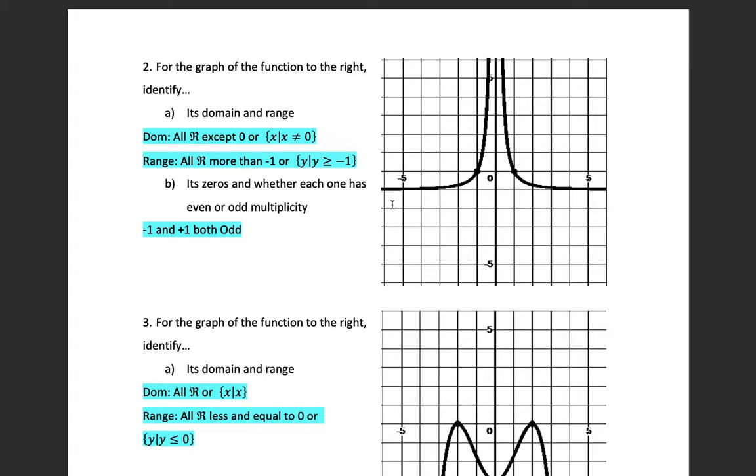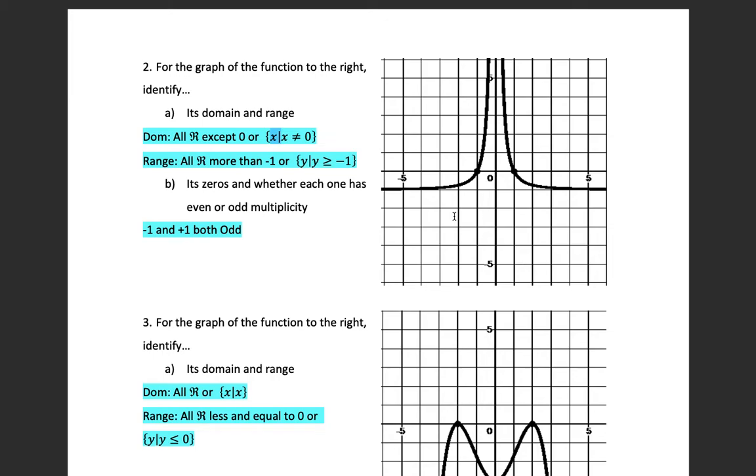In the domain, the graph is continuous in both directions, negative and positive, and there is some asymptote here at x equals 0. That's why it is all real numbers except 0. Or in solution set notation, you can say x such that x is not equal to 0. And the range: this is minus 1. So any value more than minus 1 is the range, because on the negative side, less than minus 1, there is no graph. So the range is y such that y is greater than or equal to minus 1.